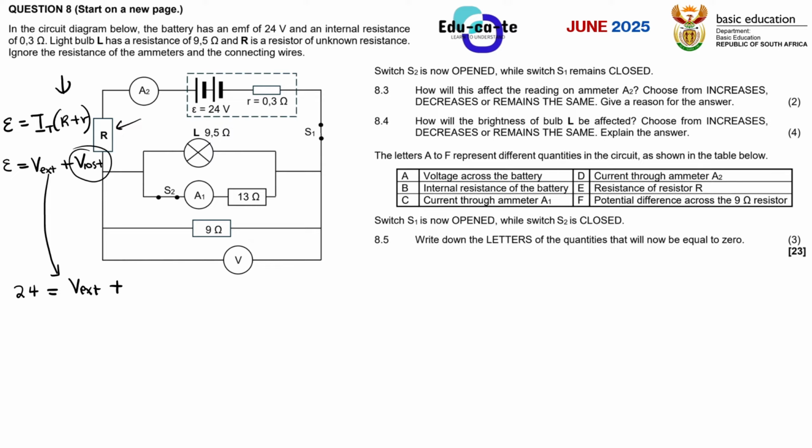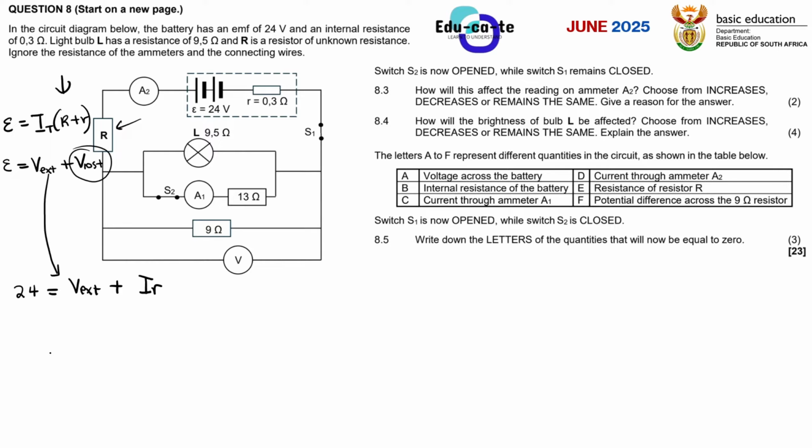How do we find the lost voltage? Remember that from this version of Ohm's law, we can say that the lost voltage is equal to the current multiplied by the internal resistance. Whenever you're calculating the lost voltage or the internal voltage, you use current times internal resistance. So instead of writing V lost, I can just write current times internal resistance, because I know the current. In this case, it is the total current times the internal resistance.